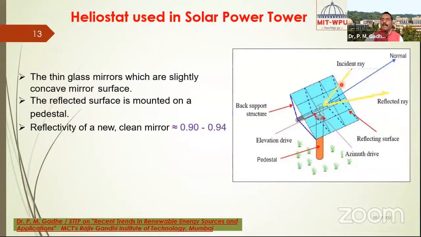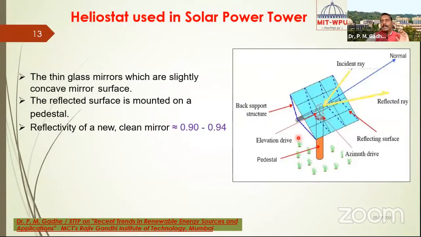These mirrors are mounted on a structure. Either a single mirror is used or a number of facets of mirrors are used on a single heliostat, and those facets of mirrors are canted. That is known as the canting of the mirrors. Accordingly, it gives a curvature shape to the heliostat, and it will reflect the energy properly on the receiver. So the heliostat may be a single mirror or a number of facets of mirrors.